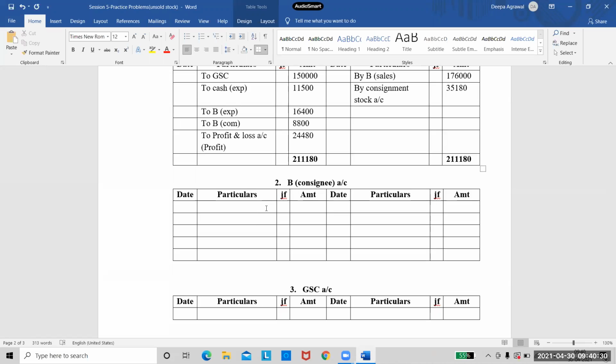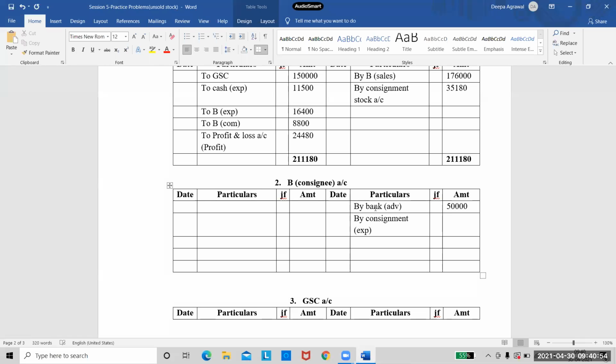Yes or no? The entry for advance will come on the credit side, and he said that he's paying the advance through bank draft. So we will take the entry as by bank. The advance amount is given as 50,000. The next entry is for his expenses. So what will we write? We will write here as by consignment, in brackets, the expenses of B, and his expenses are 16,400.